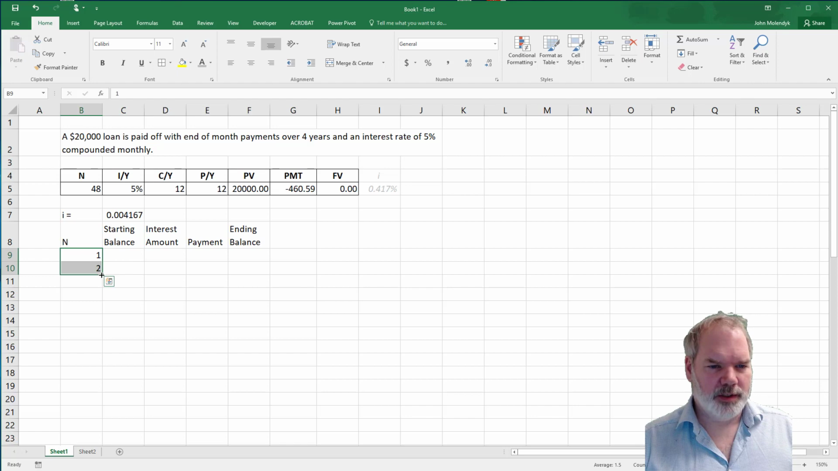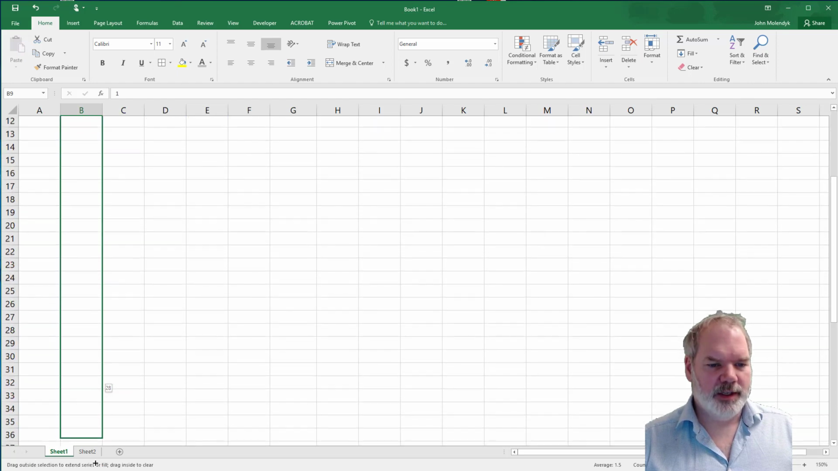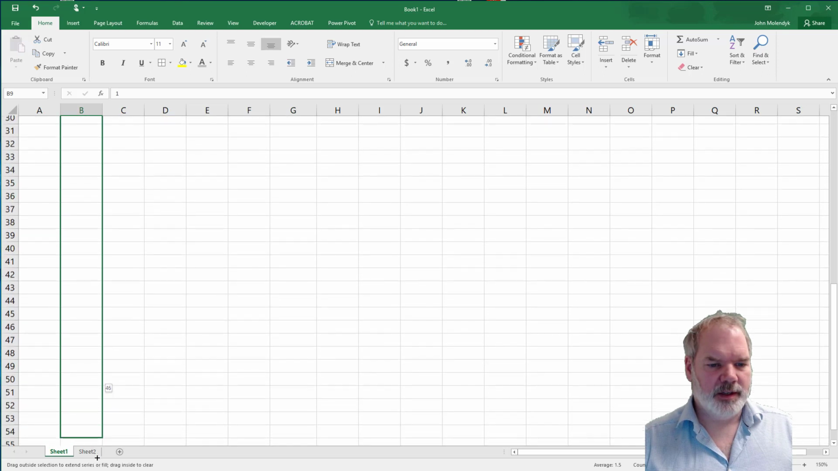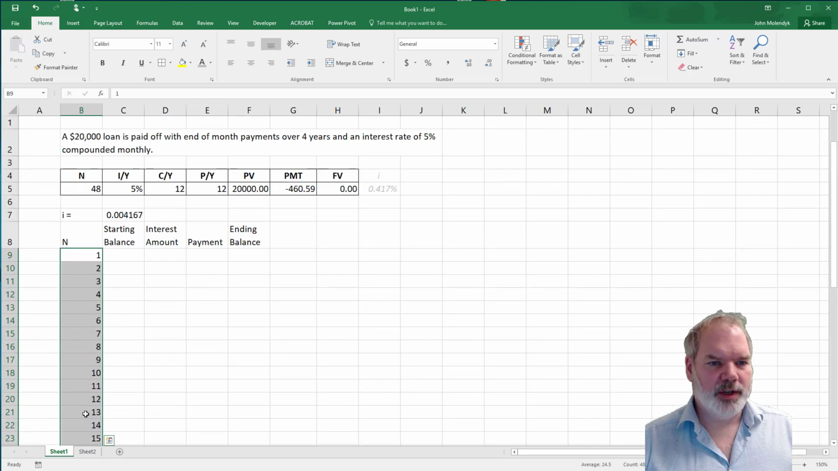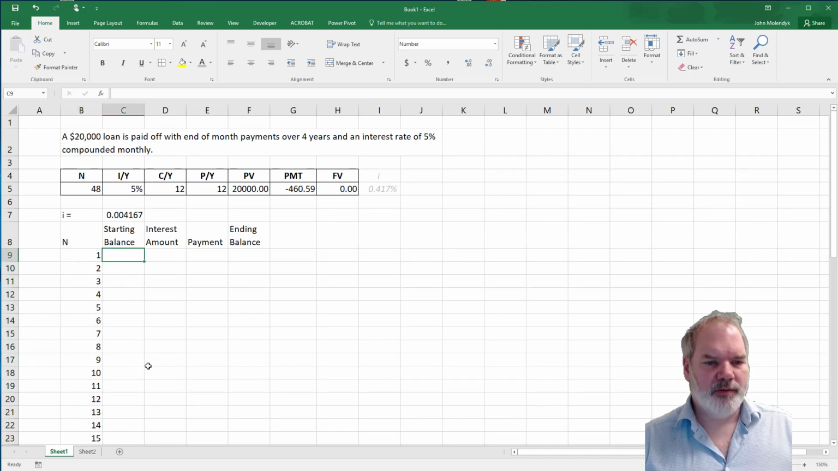I go to the bottom corner until it turns into a little plus, and I'm going to drag this down in Excel until it gets to 48, at the little icon of 48. You can see how it goes from 47 to 48 here. Those are 48 values. Those are going to be my 48 payments. Now I'm going to put some values in and start actually creating an amortization table.